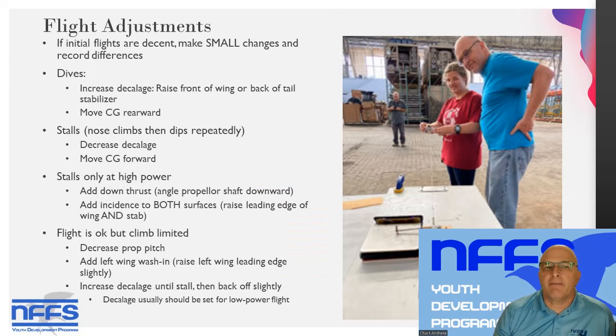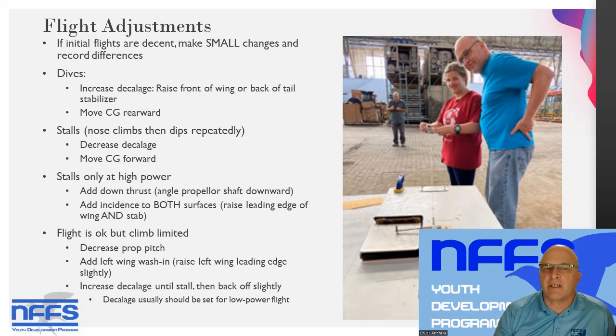So let's talk a little bit about adjustments in flight. Make small changes once you get decent flights, and record your differences. If the plane dives, you either increase the decalage by raising the front of the wing or the back of the tail, or you move the CG toward the back of the plane. Each of these will eliminate a dive. Moving the CG back also reduces the stability of your plane, so you can run into some stability issues. You need to play these off against each other.